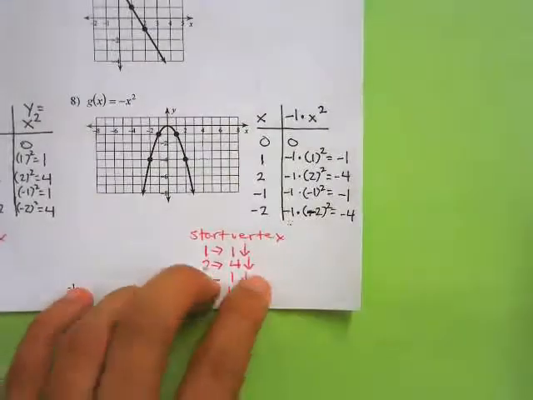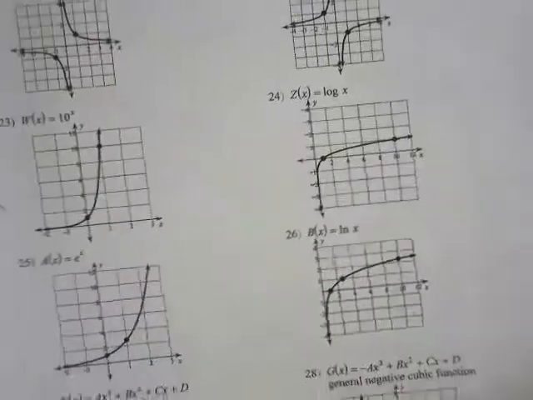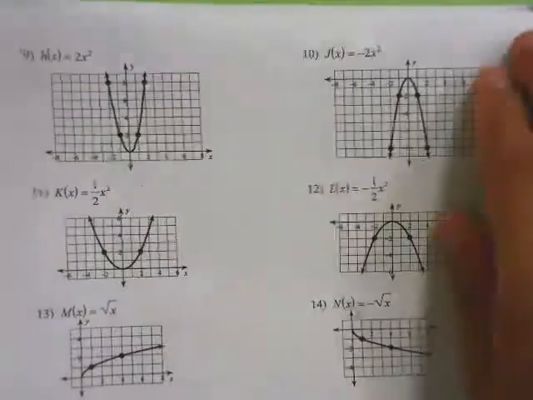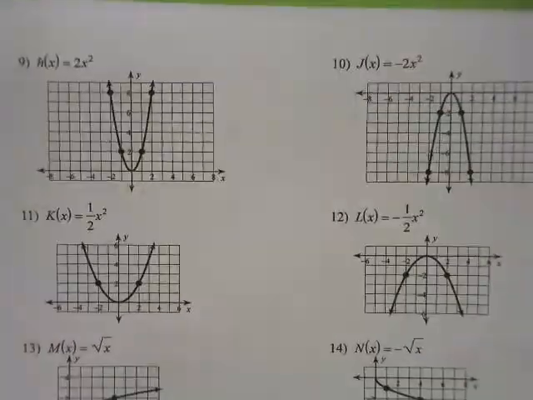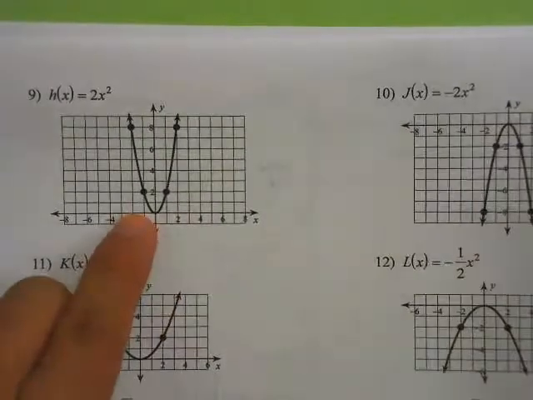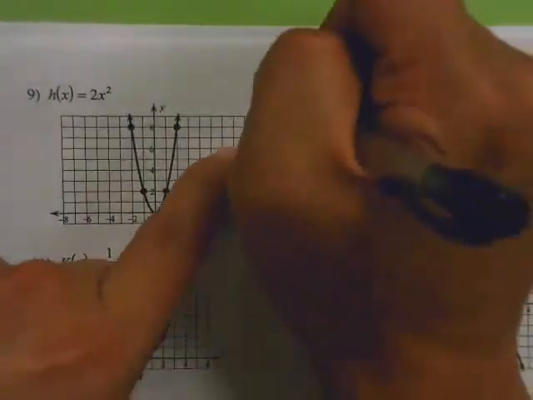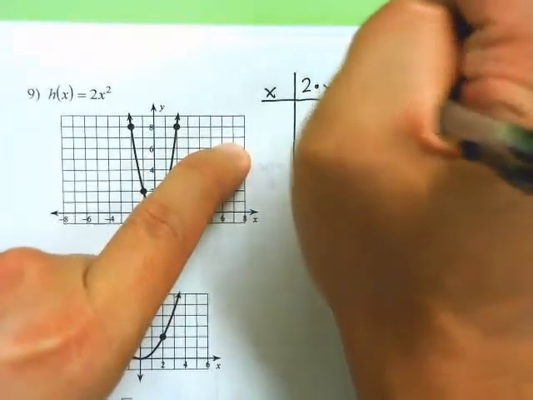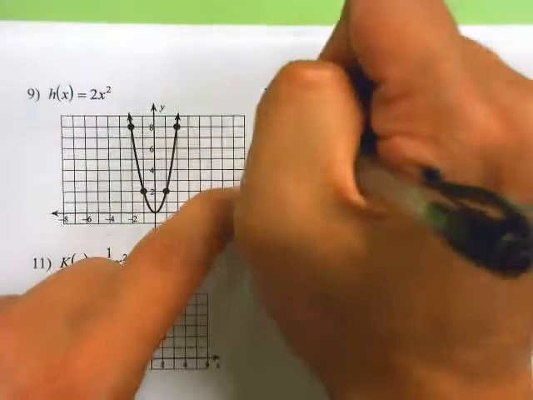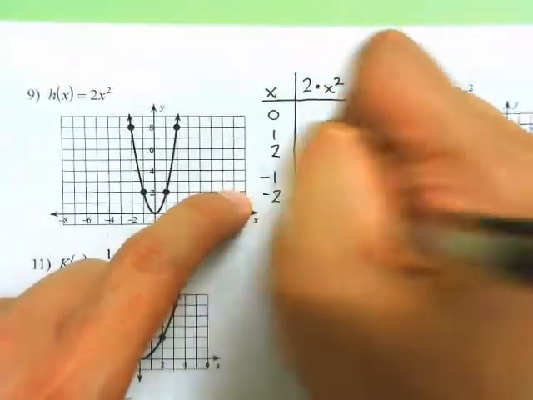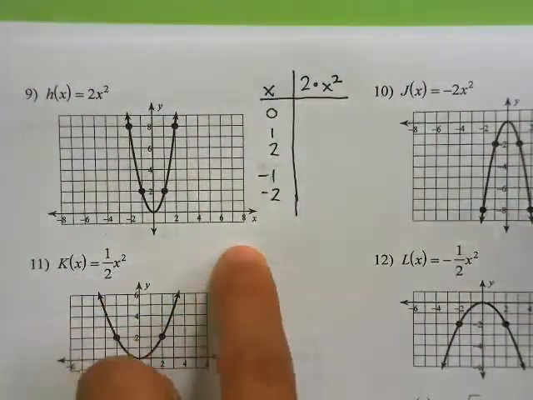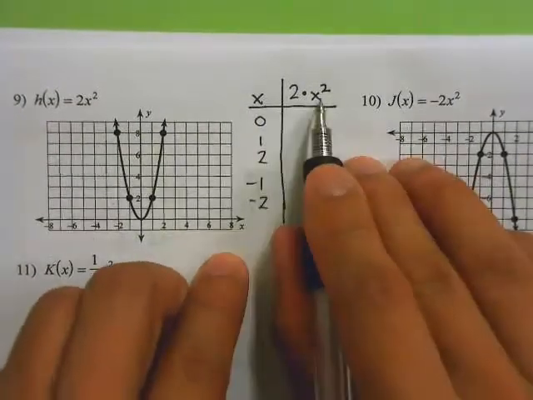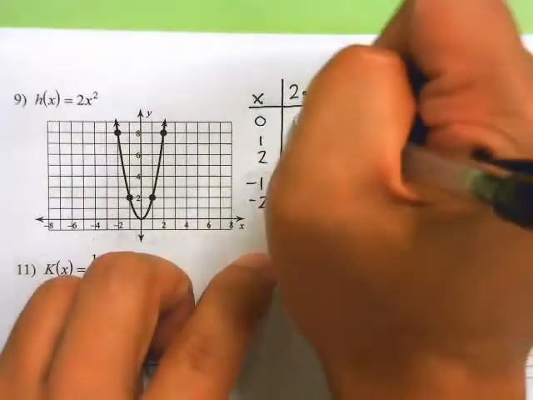Okay. All right, let's move on to a little bit more patterns. 2x squared. Zero, 1, 2, -1, -2. I don't always plug in these numbers, but those are really good numbers to start off with. You plug in 0, 0 times 0, 0 times 2 is 0.